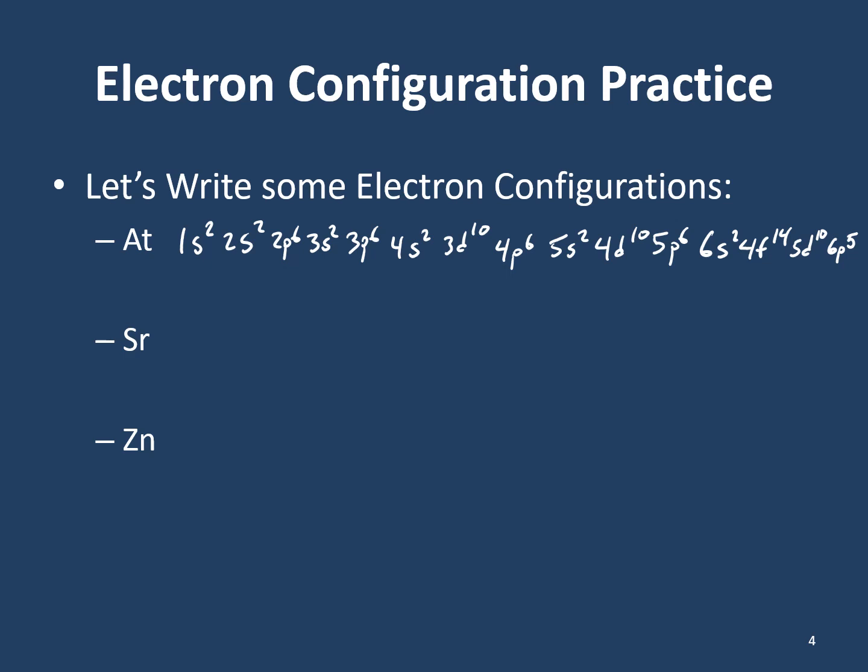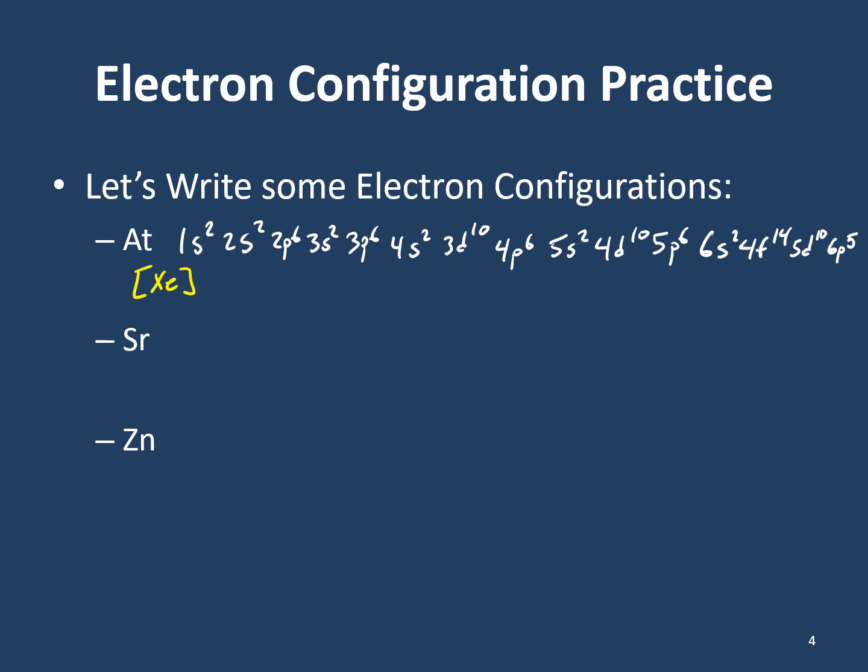But if we use the noble gas notation, this is a heck of a lot simpler because we're going to use the noble gas that's one row up from astatine. It's always the row before the element we're writing the electron configuration for. So the noble gas one row above astatine is xenon. So we're just going to write Xe. Here, I'll do it in a different color.